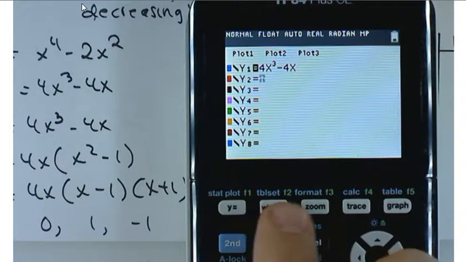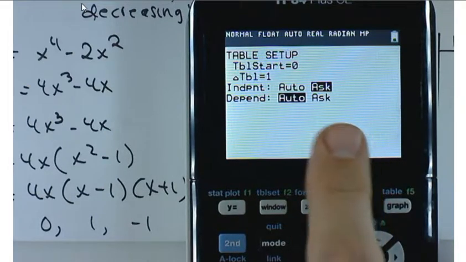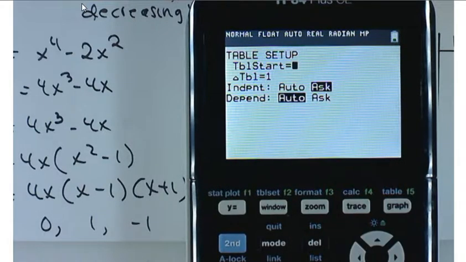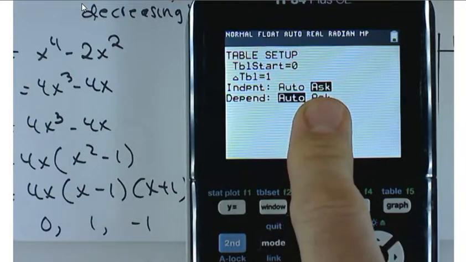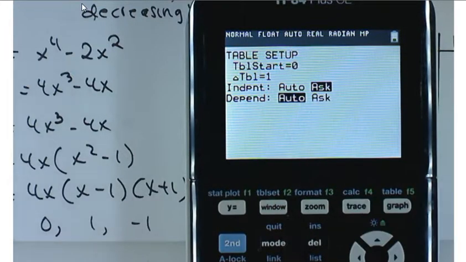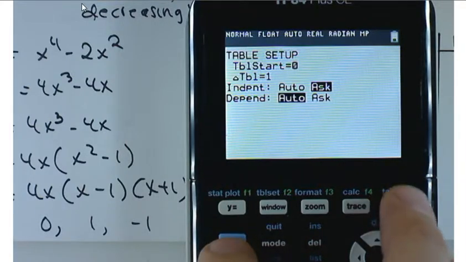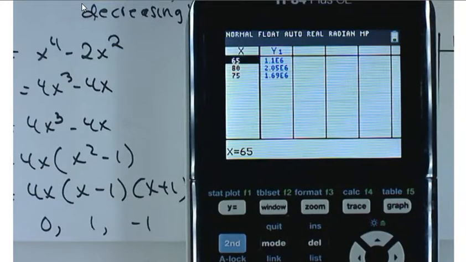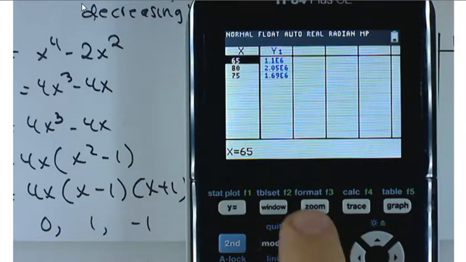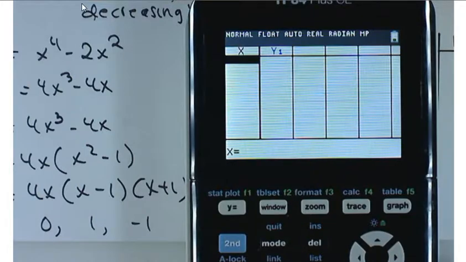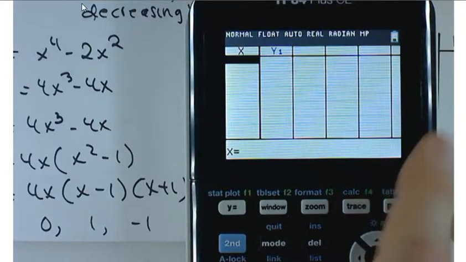Hit the second key, then the window key. Make sure your independent is set to ask and the dependent is set to auto. If not, then cursor over, put your cursor on ask and press enter. With that setting correct, then hit the second key, then the graph key. This will take you to the table menu. And what this will allow you to do is type in all the values of x that you want. Hit the delete key up here next to the mode key and get rid of any values that might be there.